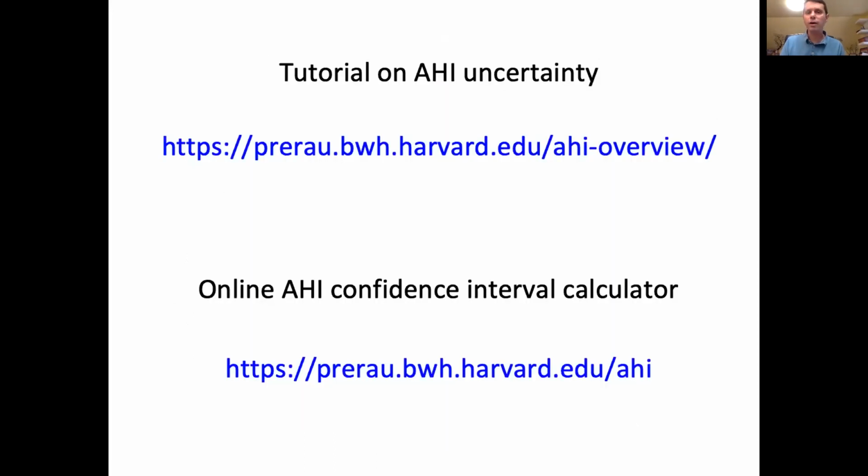So Dr. Pereira and I had a paper related to this, and he put up a really nice tutorial relating to understanding AHI uncertainty, and actually an online calculator where you can put in the number of events and the total sleep time and estimate confidence bounds, either using this assumption that the rate is constant throughout the night, or building empirical confidence bounds that go beyond that assumption and actually care about specific patterns of events.